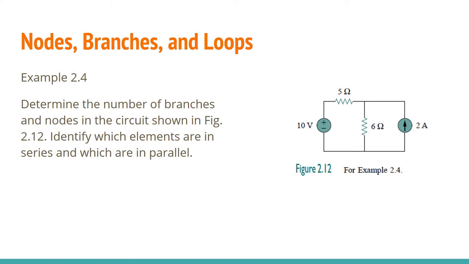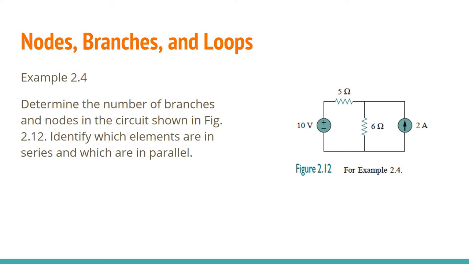Okay, so let's identify. Ang gipangutan na diri number of branches and number of nodes. Okay, ang number of nodes, kung makita nato, kaning interconnection of 10 volts and 5 ohms. And then interconnection of 5 ohms, 6 ohms, and current source, so another node. And then interconnection of 10 volts, 6 ohms, and current source. So, tulo ka node, 3 nodes.